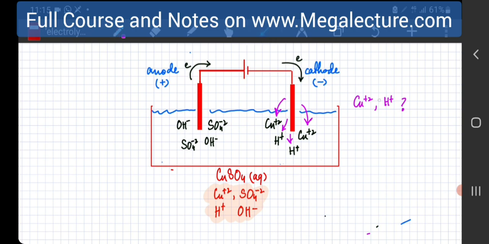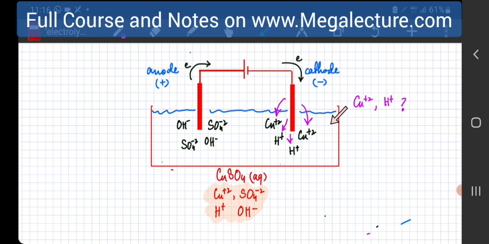That's the question mark. One of the ions has a much higher tendency to actually gain electrons compared to the other one. Remember, you've got different ions. Different ions have different attraction for electrons. Copper +2 and H+, both of them don't attract electrons equally. So one of them has a greater tendency to get reduced, to gain electrons. How do we figure that out?